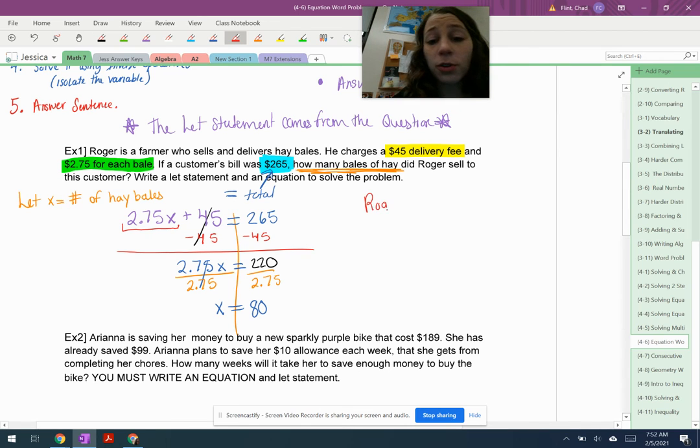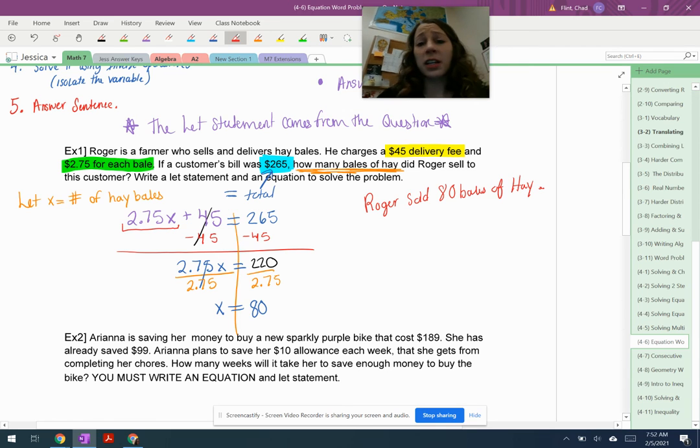So Roger sold 80 bales of hay. Boom. And it can be that simple. You don't have to get anything extravagant. Roger sold 80 bales of hay. Boom. Done. Example 1.